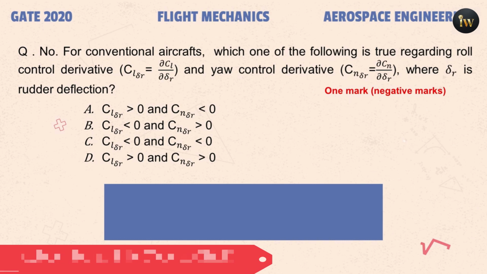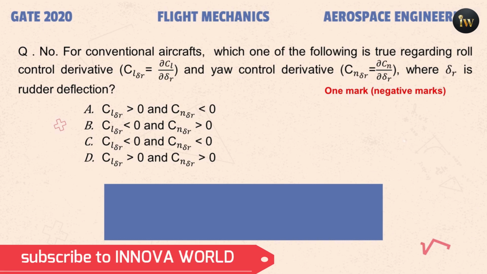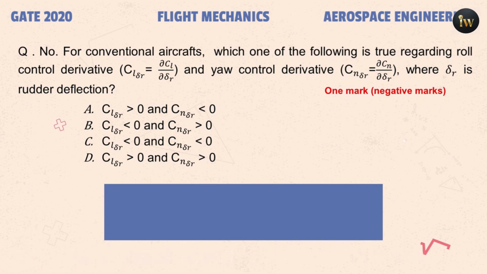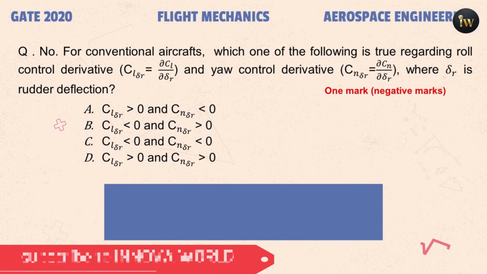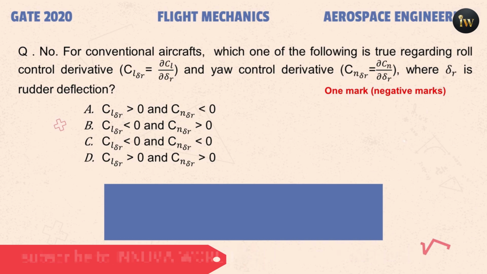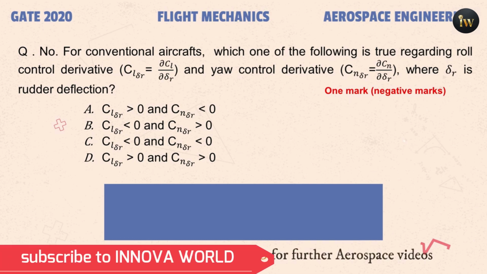Option A: the roll control derivative is greater than 0 and the yaw control derivative is less than 0. Option B: roll control derivative is less than 0 and yaw control derivative is greater than 0. Option C: roll control derivative is less than 0 and yaw control derivative is also less than 0. And option D: roll control derivative is greater than 0 and yaw control derivative is greater than 0.